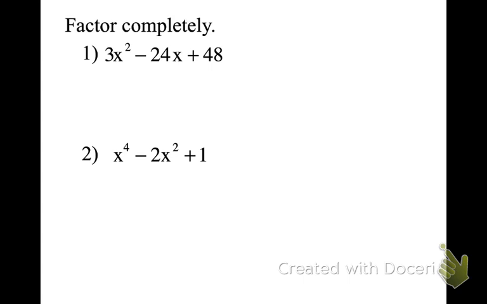So, on the first problem, I want to hear from some other people. Okay, Ethan, why don't you start me off? What's the first step? So for the first part, I got 3 times the quantity of x squared. No, because 3 is the greatest common factor. Good. So it'd be 3 times the quantity of x squared minus 8x plus 16.